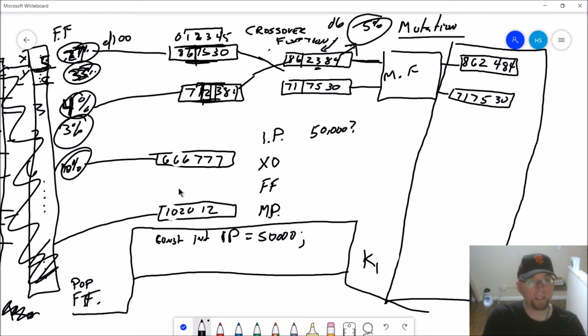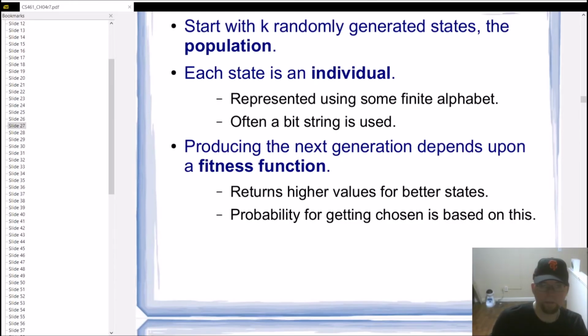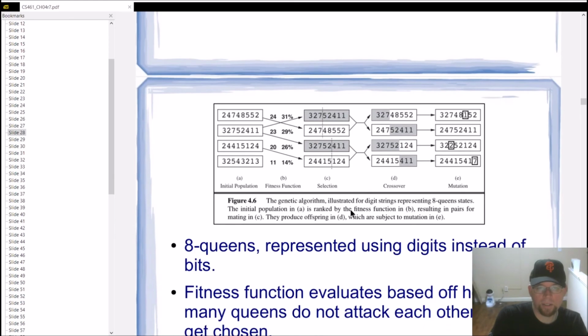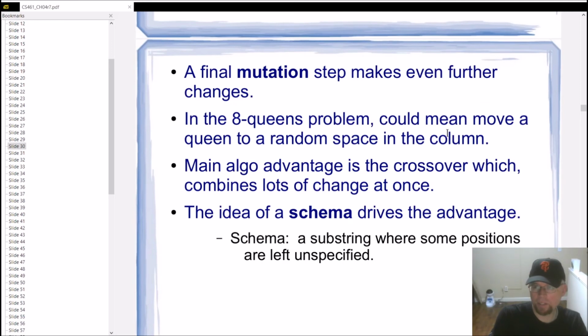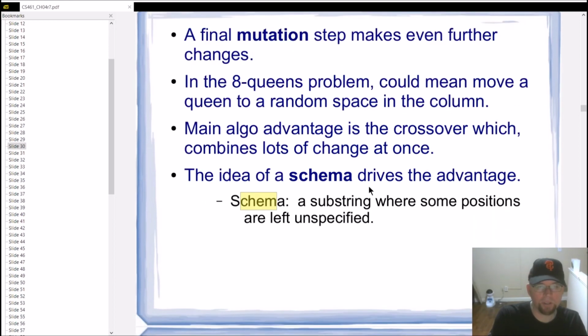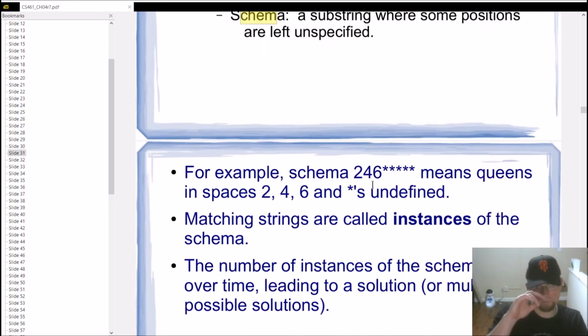So let me fly back to slides here. This is just summarizing all of the steps I just drew out for you. The idea of a schema is what drives the advantage here, and that's because of the crossover. Basically, what's a schema? A substring where some positions are left unspecified. With the crossover function, we randomly picked a point at which data was going to be exchanged.